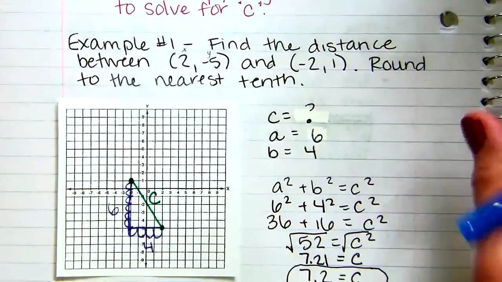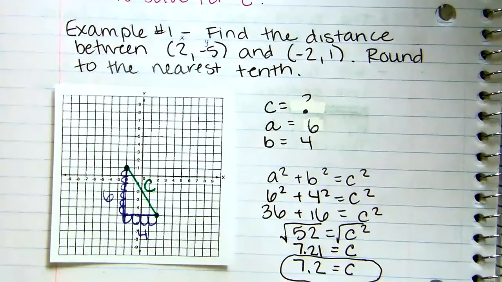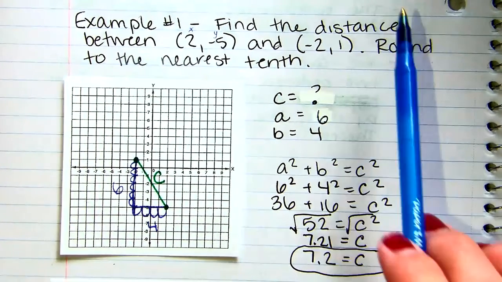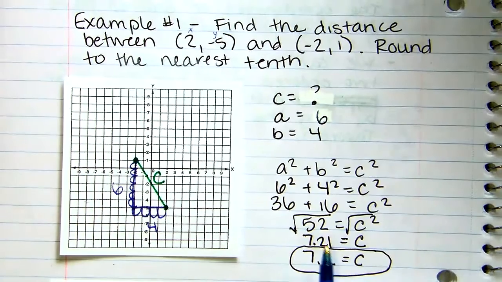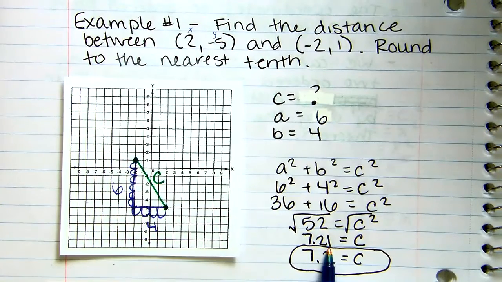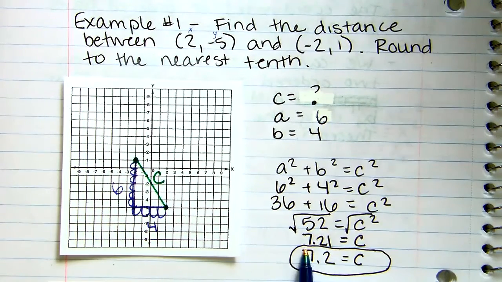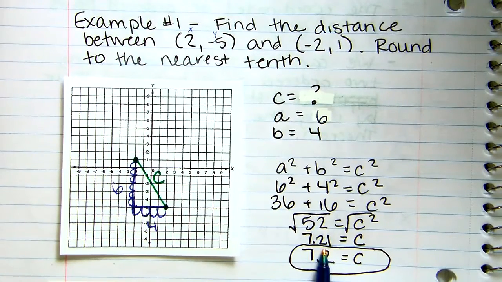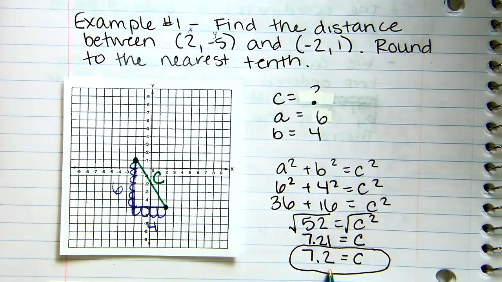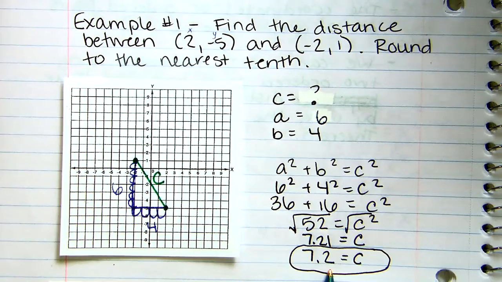And then I square rooted them. Now, here in our directions, it says round to the nearest tenth. So I wrote down the 2 digits behind the decimal. That was 7.21, or in this case, the 21 is what we want to look at. The 1 next to the 2 is going to tell me if this 2 is going to stay the same or if it's going to round up. And in this case, it stays the same. So our answer is going to be 7.2 equals C.